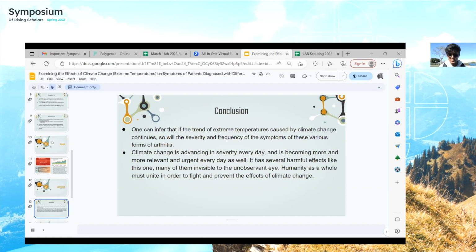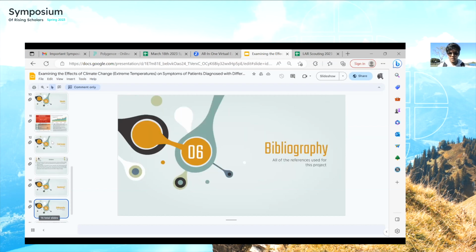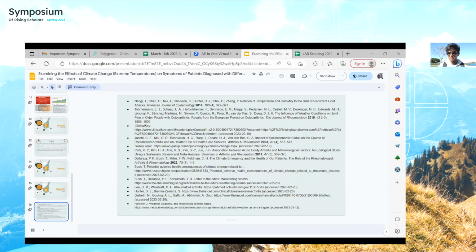Climate change is advancing in severity every day and is becoming more and more harmful, more urgent every day as well. And humanity as a whole should just unite in order to fight and prevent these effects of climate change. Some of them, we don't even know about, and a lot of them are coming to light every day. And over here is my bibliography that I did my studies for.